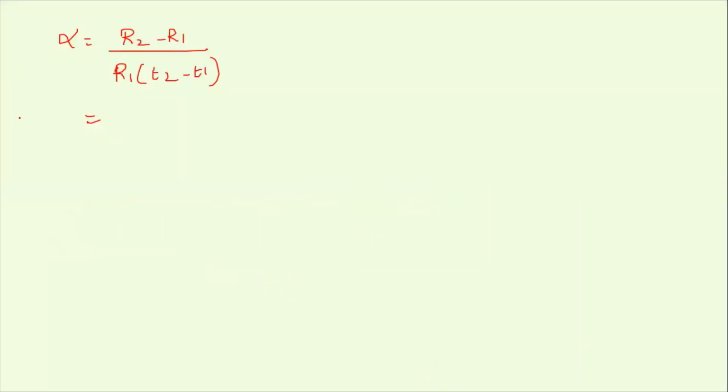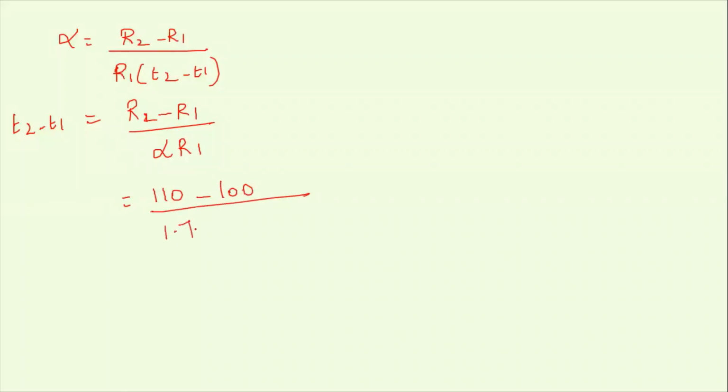So what you will do is bring this T2 minus T1 here and bring the alpha down. T2 minus T1 is R2 minus R1 divided by alpha into R1. Now substitute the values. R2 is 110, R1 is 100, so you get 10 divided by alpha, which is 1.7 into 10 power minus 4, into R1, which is 100.